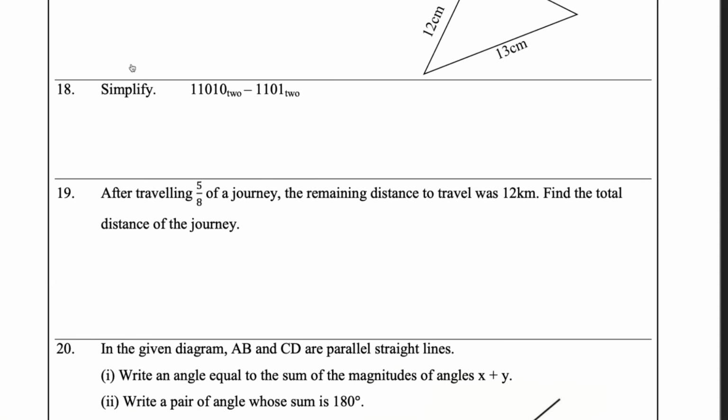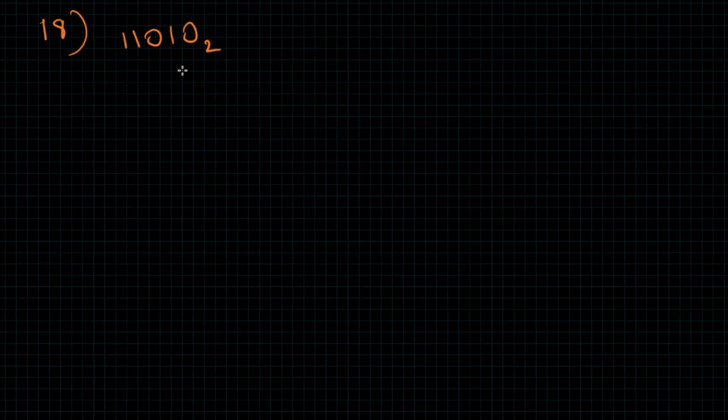Number 18. 1010 minus 1101, you can write it like this. Remember to align the values from the right, and you should remember that this is in base 2. Now how can we do the subtraction here?